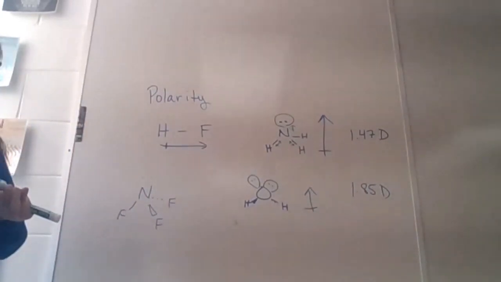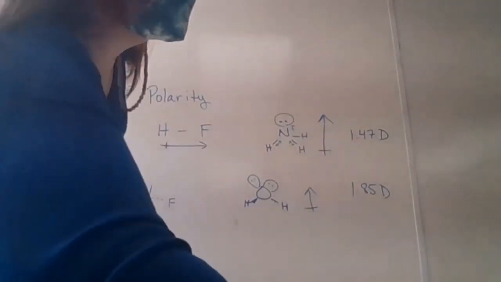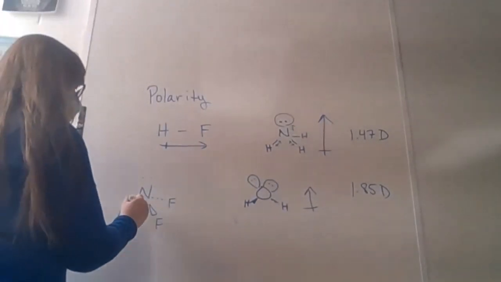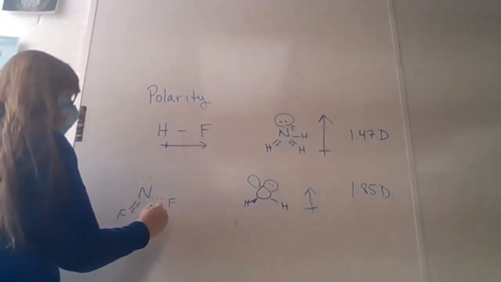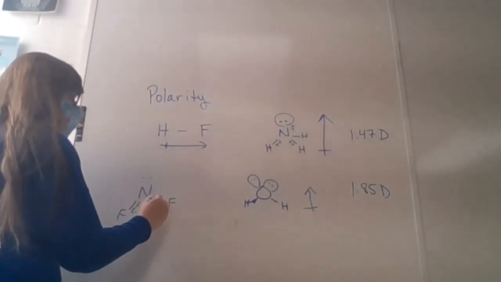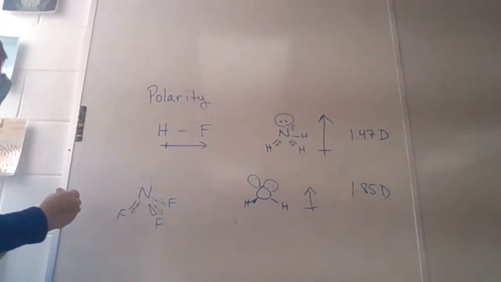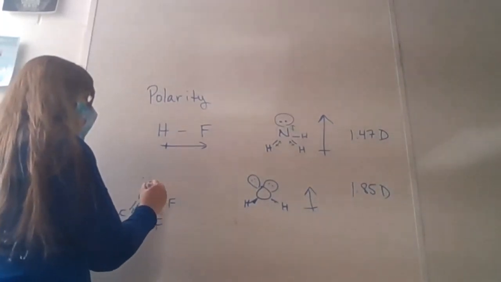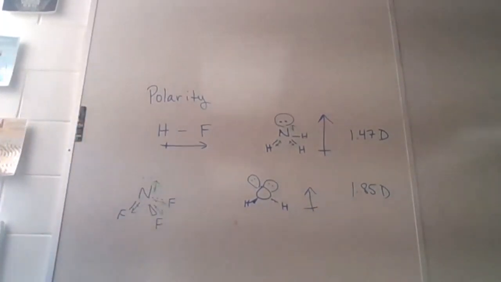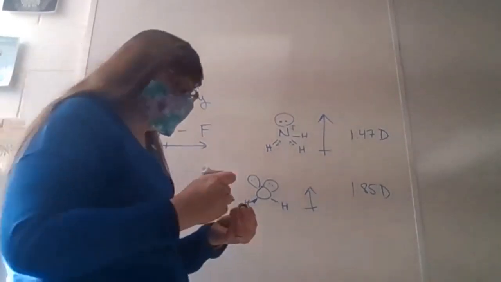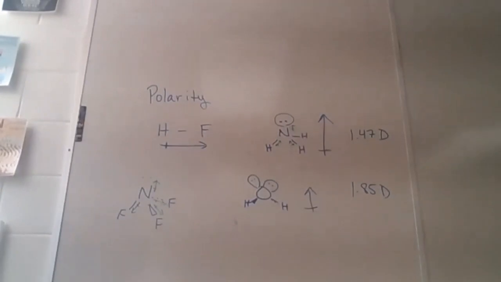So now the fluorine is more electronegative than the nitrogen, drawing the electron density away from the nitrogen, right? But the lone pair is still drawing the electron density away from the nitrogen as well. So would we expect this to be more polar or less polar than ammonia? Less polar. Less polar. And in fact, its dipole moment is about 0.23 debye.